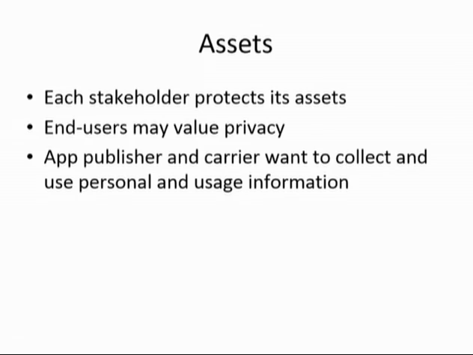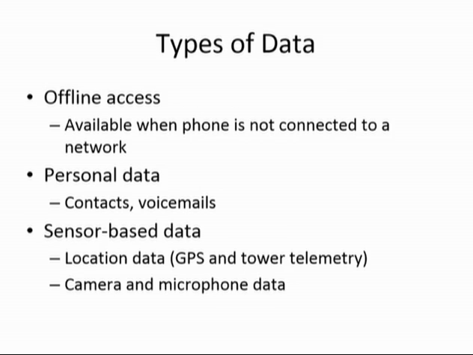Anyway, each stakeholder has their assets, and users might like privacy, but the app publisher and the carrier want to collect information on who's using the app and what quality of service they're getting and things like that. So there are different kinds of data on your phone. One kind is data stored so you can read it offline. There's not too much of that these days, but there's some. Then you've got the personal data. Since the phone is intended to be owned by one person, you have people taking naked pictures of themselves and storing their contacts and voicemails and secrets on there, which they'd be very upset about if it got out, not in a technical sense, but there's just embarrassment that their activities are exposed. And then you've got sensors like the camera and microphone and GPS, all of which can be other problems.